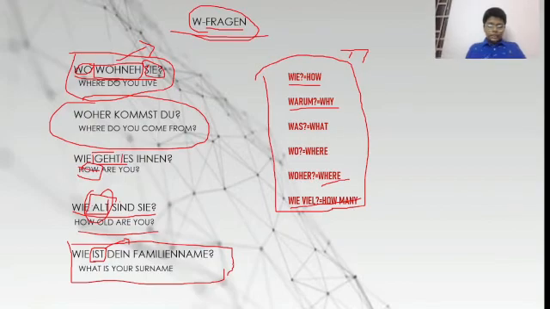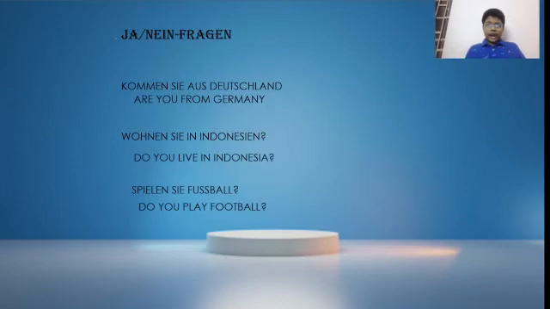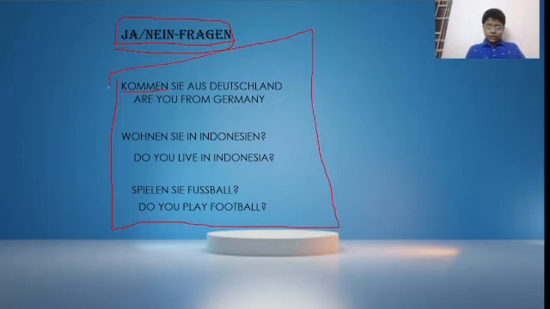Moving on to the last type of today's lesson, that is Ja/Nein-Fragen. This means yes or no questions. Here the verb is always in the first position. You see, I have prepared 3 sentences here along with their English meaning. Kommen Sie aus Deutschland? This means, are you from Germany? Here you see, kommen, that is the verb, is in the first position.